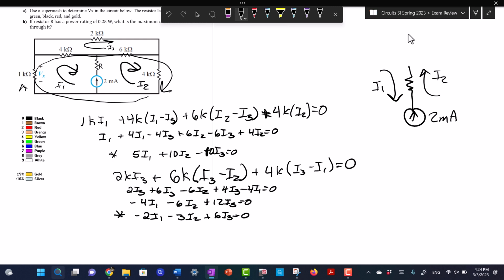And so I can say that I2 minus I1 equals 0.002 amps.